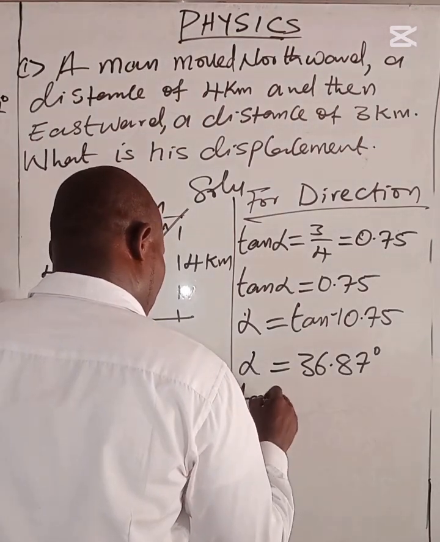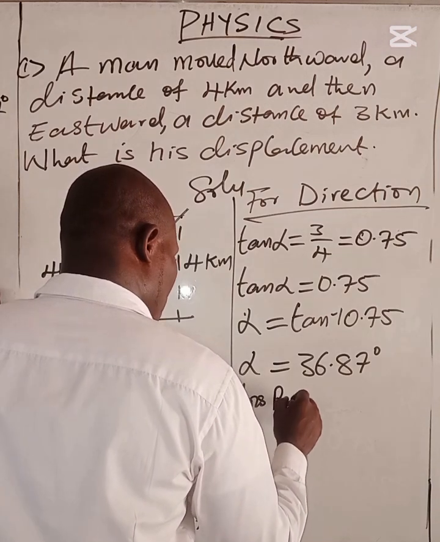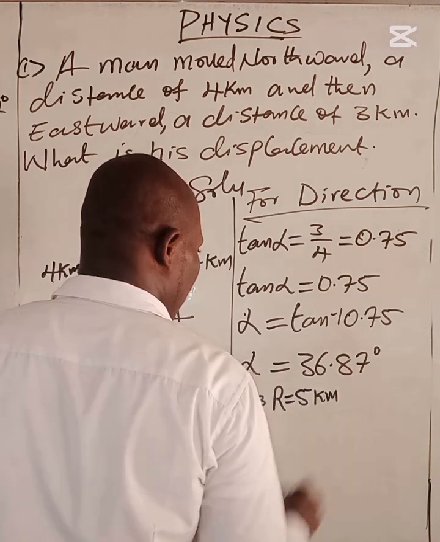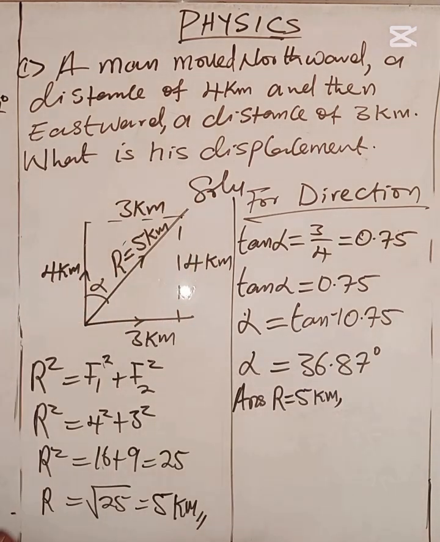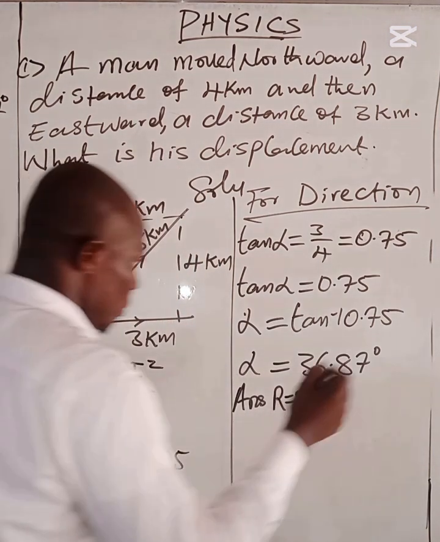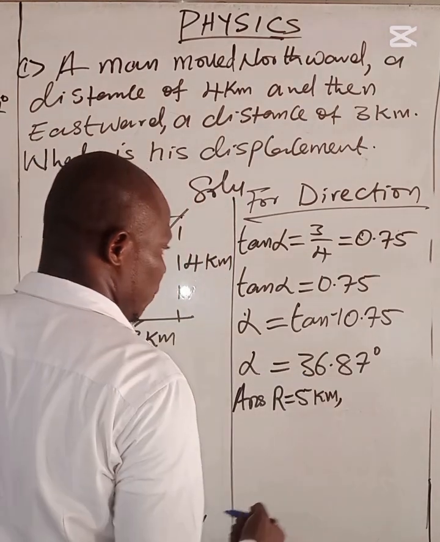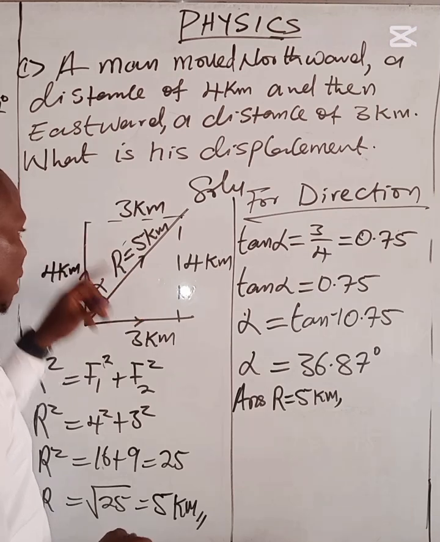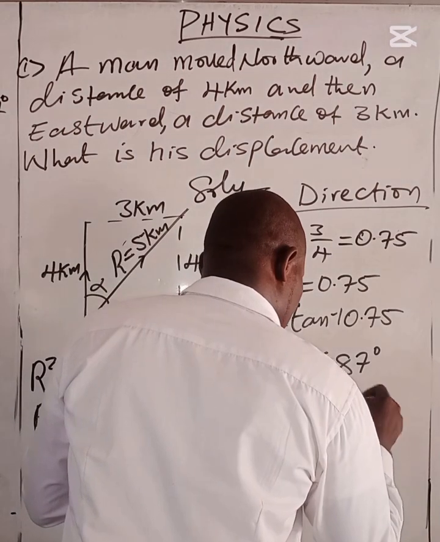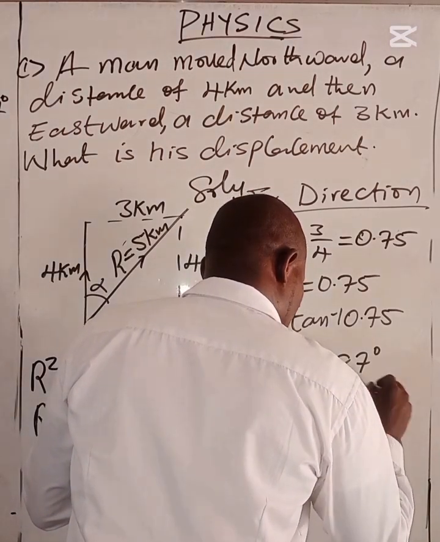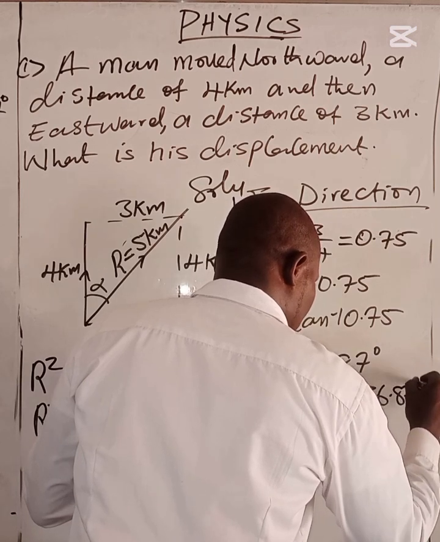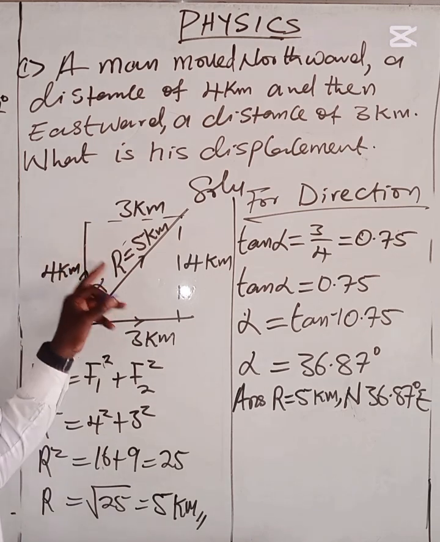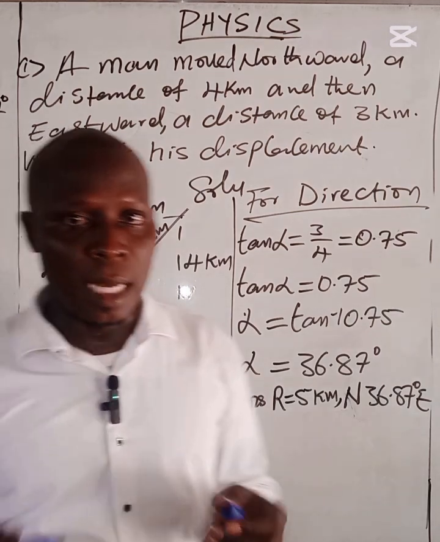You say answer therefore now becomes resultant. Your resultant, which is 5, equals 5 kilometers, comma, then the direction, which is this. So the direction you have solved for, 36.87, and the direction of this resultant, the resultant is between north and east. So you are going to say that, north 36.87 degrees east, because the resultant is between north and east. So that is it, as simple as that.